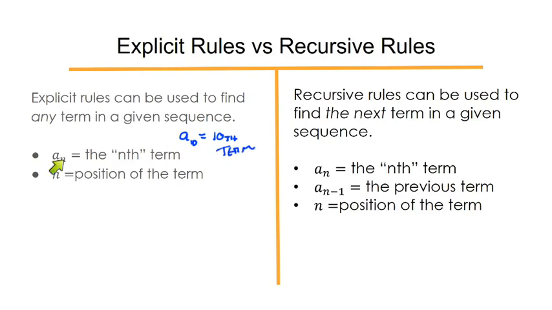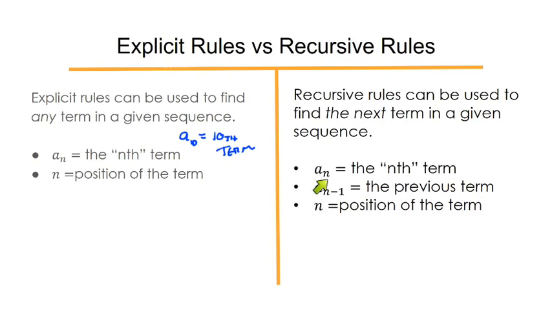That n is what we use to refer to where the term is in the sequence, which means that's the position of the term. For example, if I said n equals 10, that means we're looking for the 10th term in the sequence. So get used to that. Now, recursive rules can be used to find the next term in a given sequence. With explicit rules, if I know the first three terms, I can find the 50th. But a recursive rule is good for finding the next term in the sequence. If I'm being completely honest, I think these are used a lot less than explicit rules, but it's still good to know how to read recursive rules and how to use them.